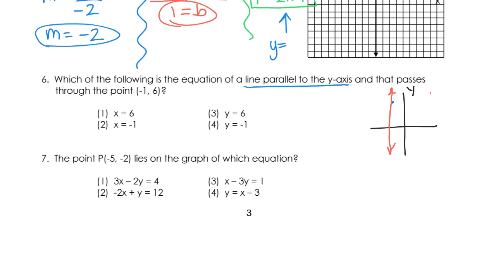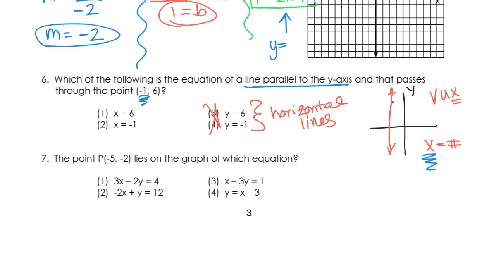That red line's vertical, so think VUX. The equation of every vertical line is x equals a number. And as soon as you know that, get rid of choices 3 and 4. Those are horizontal lines. They're y equals a number, which is HOI. So just because I know the direction of my line goes up and down, which is vertical, I can already narrow it down to a 50-50. And by knowing it's x equals a number, all I have to do is go to the x coordinate, which is -1, steal it, and go x equals -1. And there it is, choice 2.